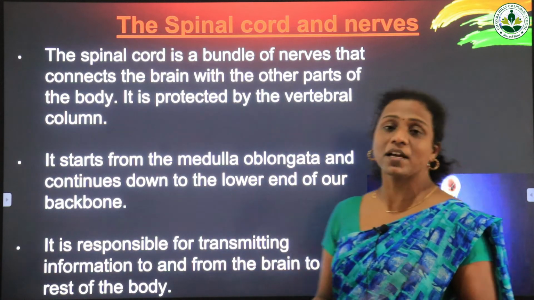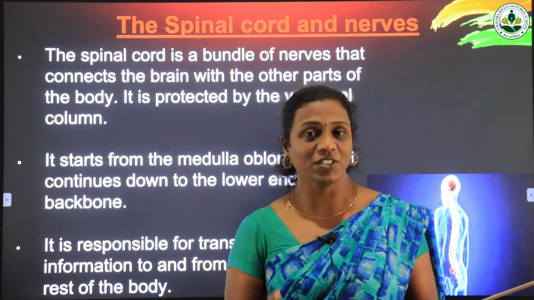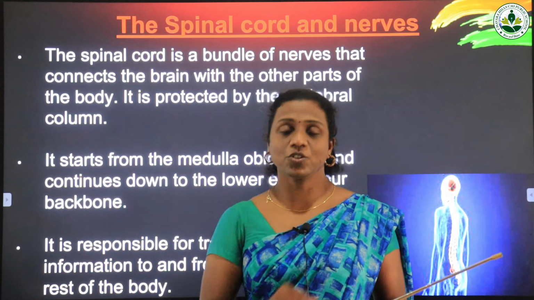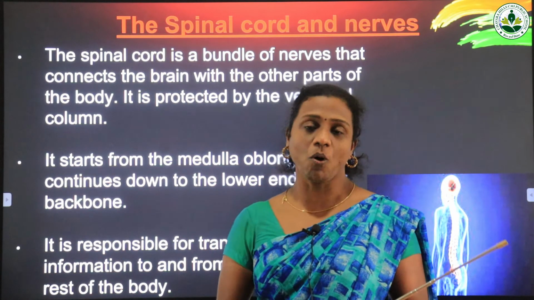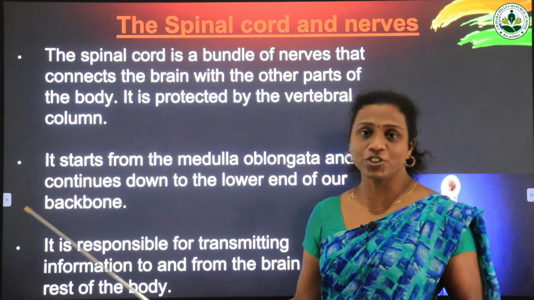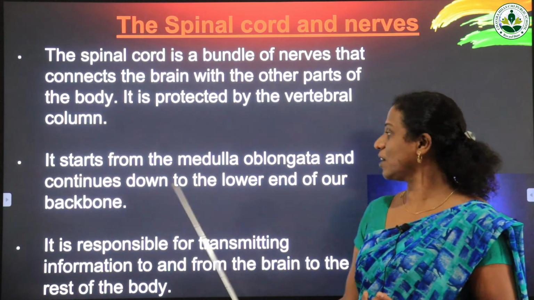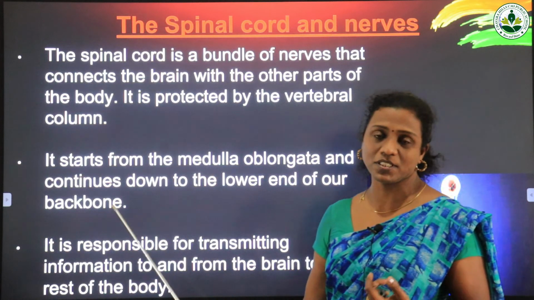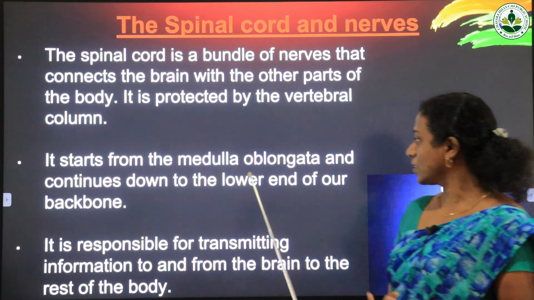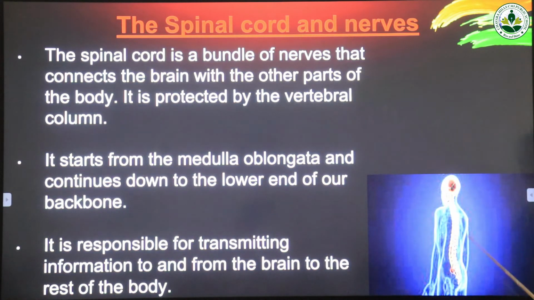It is protected by the vertebral column. So we can see the spinal cord inside the vertebral column. And the vertebral column consists of many small bones, and they have a name. They are called vertebrae. Then we can check the position of the spinal cord. It starts from the medulla oblongata and continues down to the lower end of our backbone. In the picture you can see the position.